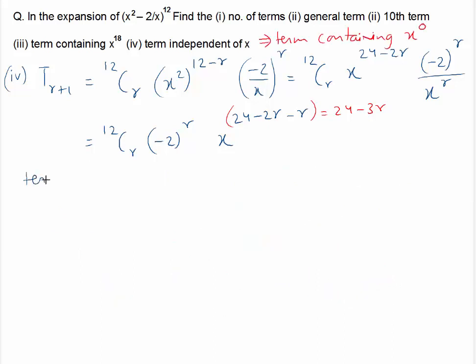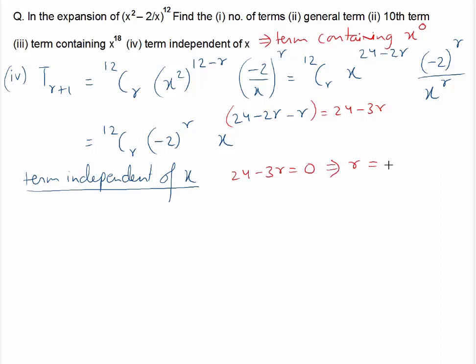So for the last part, meaning the term independent of x, we will substitute this exponent of x as 0 so that x vanishes in that term. So this will give us r equals 8. So that means the term is t8 plus 1 or tr plus 1. So meaning it is the ninth term.